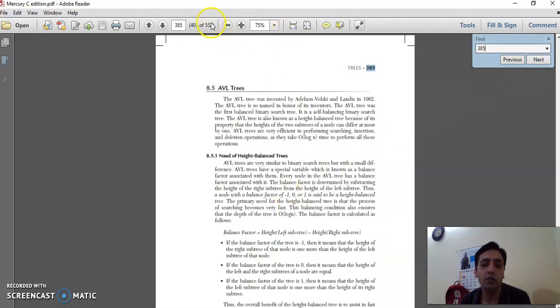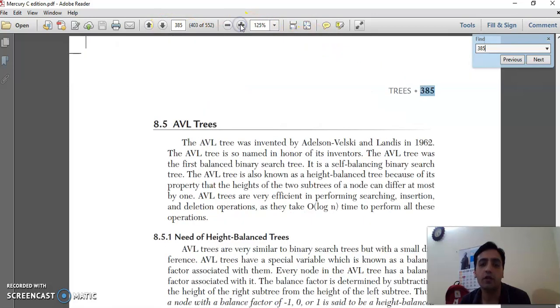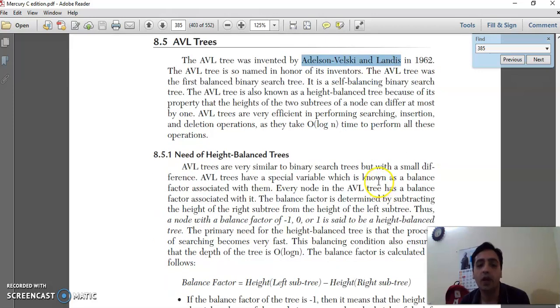Okay, so the name AVL is kept in honor of its founders, that is, you can see on your screen, Adelson, Velsky, and Landis. In 1962, they invented this data structure, AVL. And the unique thing about AVL is that it's a height balanced tree. That's why the search time in AVL is quite less. It is expressed in terms of log n.